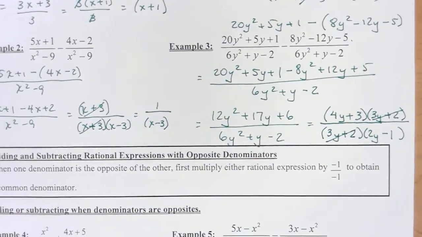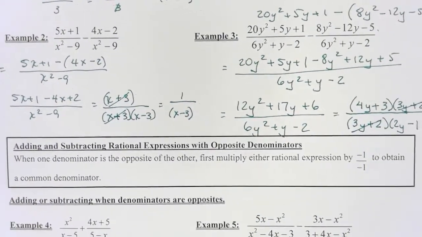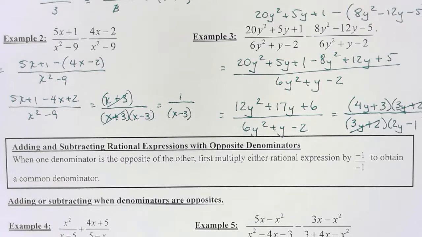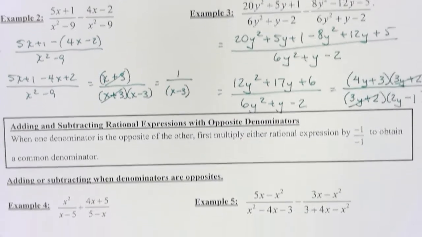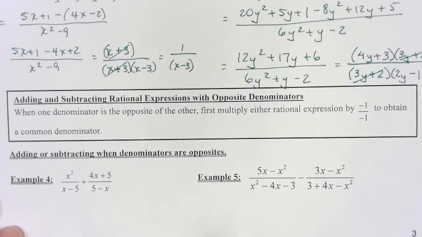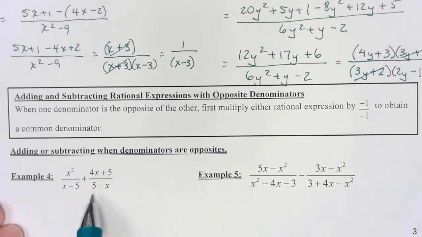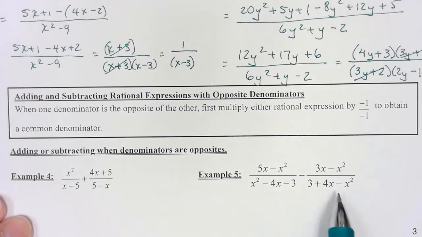Adding and subtracting rational expressions with opposite denominators. When one denominator is the opposite of the other, first multiply either rational expression by -1 over -1 to obtain a common denominator. You can pinpoint these. If you'll notice in this one how this is written not in standard or descending order, and this one back here, you can see those fairly quick.